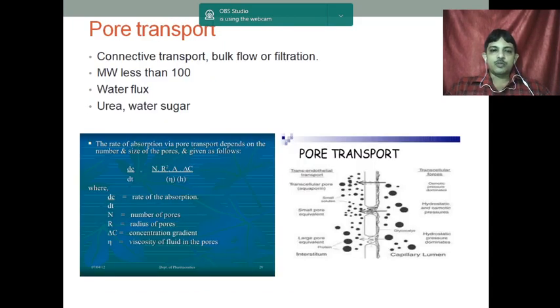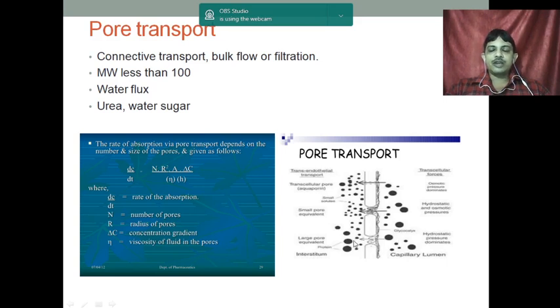Now pore transport, what is meant by pore transport? Substances whose molecular weight is less than 100 are transported by pore transport. It is also known as convective transport, bulk flow or filtration. Generally water and urea are the substances transported via this pore transport.